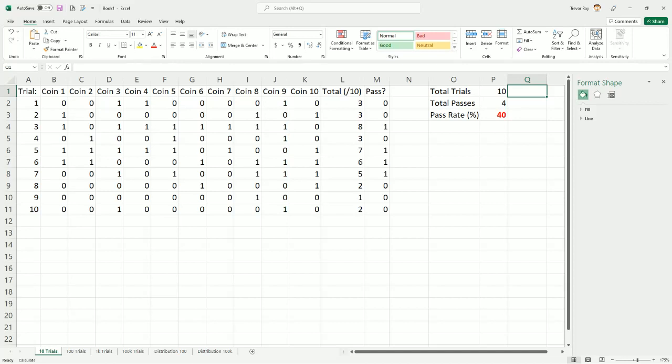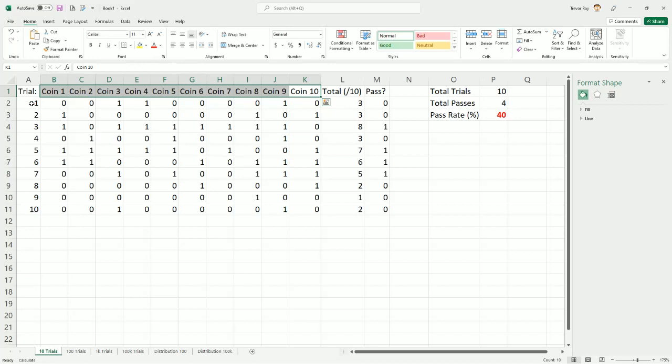This can be done using Google Sheets, but since you don't have to reproduce it, I'm going to use Excel because it's nicer for this, and I'm more familiar with how to use it. So here's what I've done. I've said, okay, these columns are going to represent the 10 coins that we're going to flip.